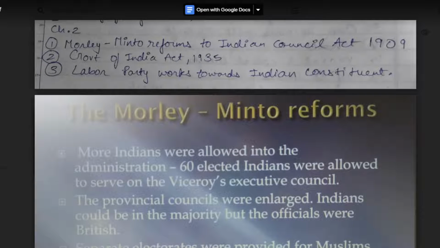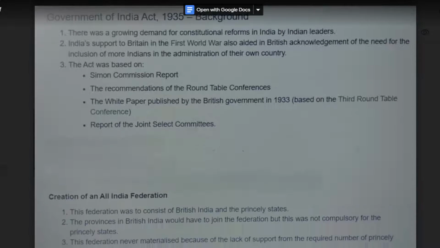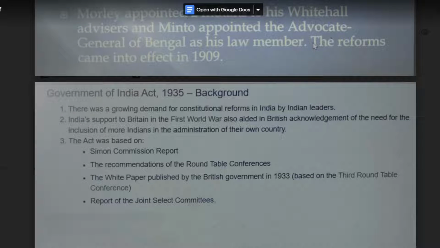Then, Government of India Act 1935. Government of India Act 1935 background. There was a growing demand for constitutional reforms in India by Indian leaders. India's support to Britain in the First World War also aided in British acknowledgement of the need for the inclusion of more Indians in the administration of their own country.